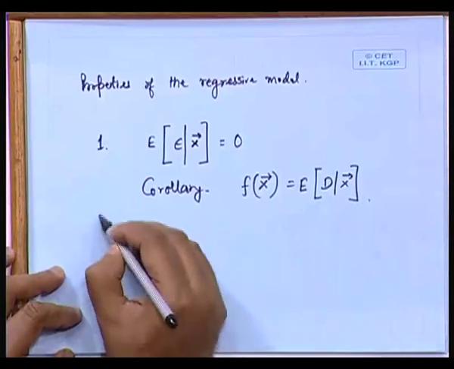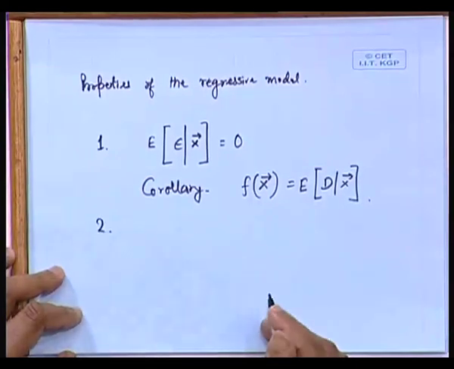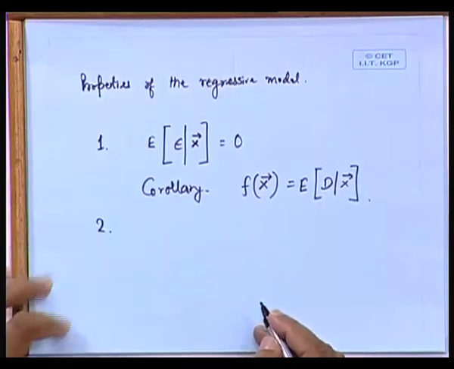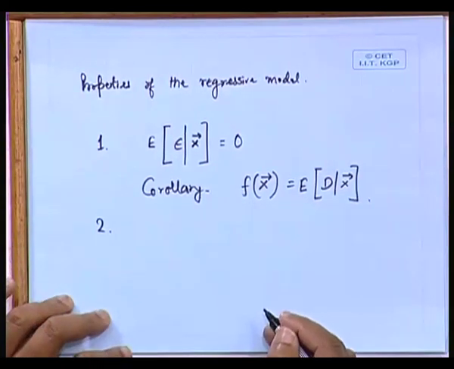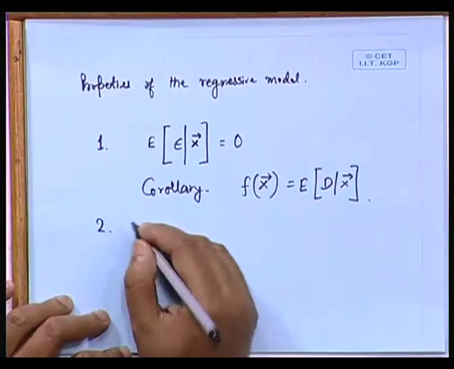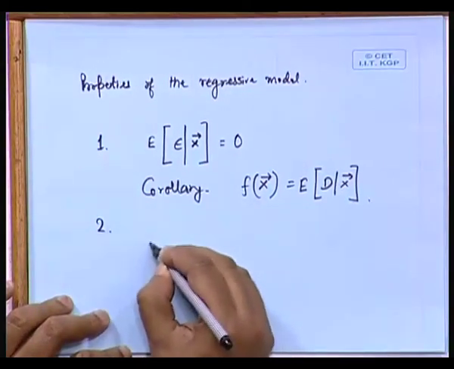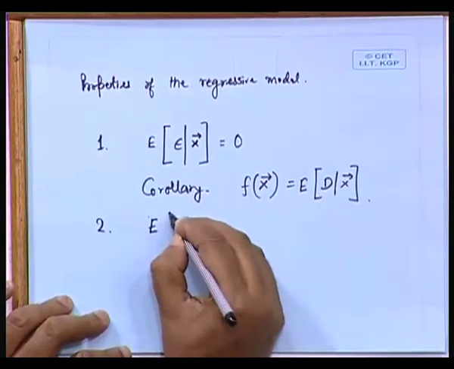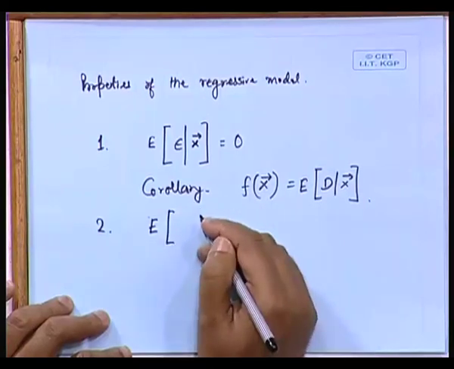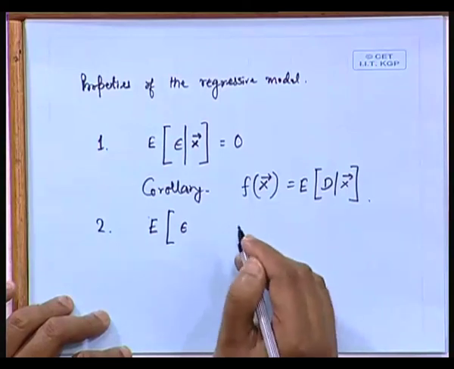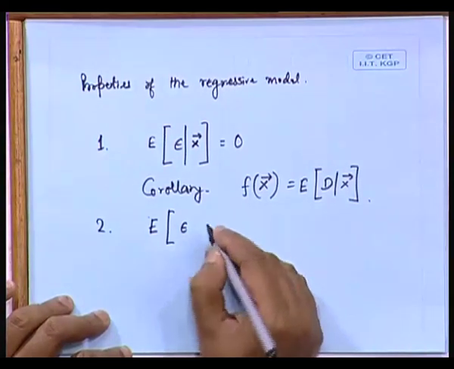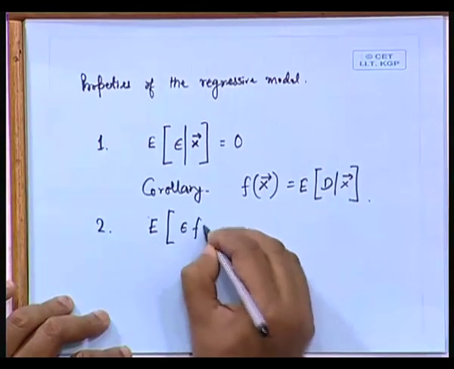And the second interesting property is that the expectational error is uncorrelated with the function f(x). That means the expectational error epsilon is uncorrelated with the function f(x).